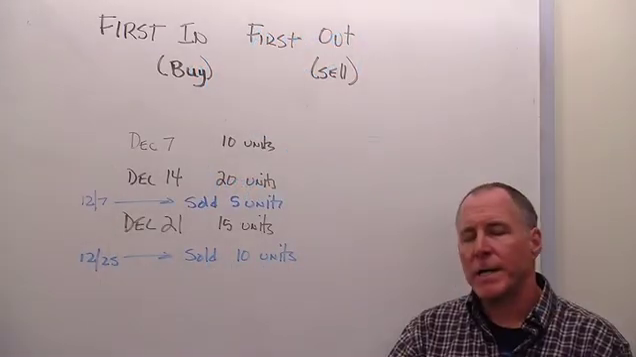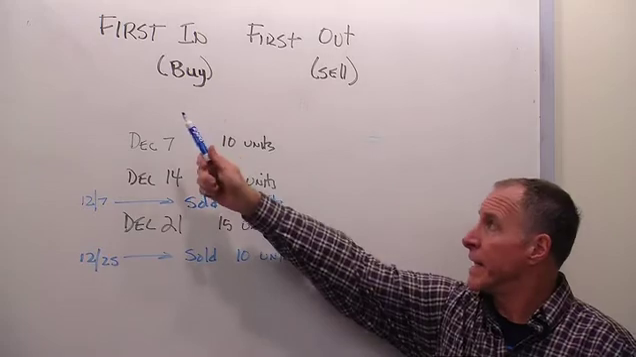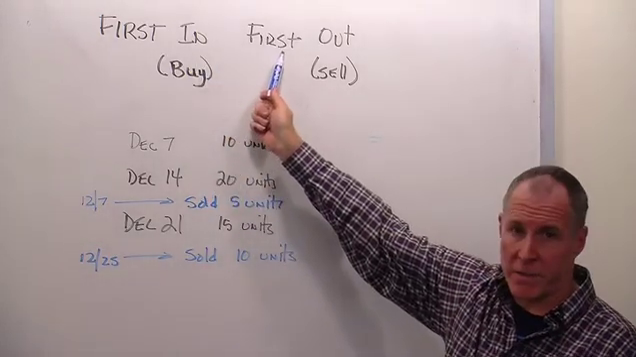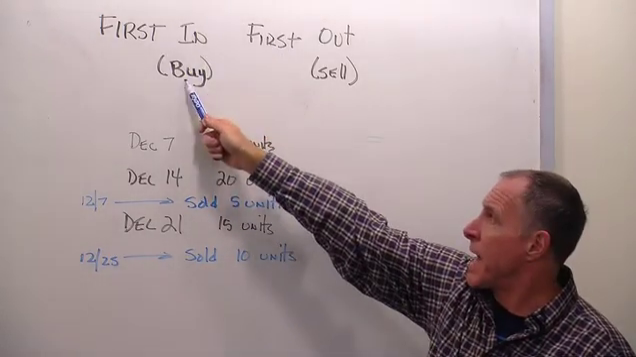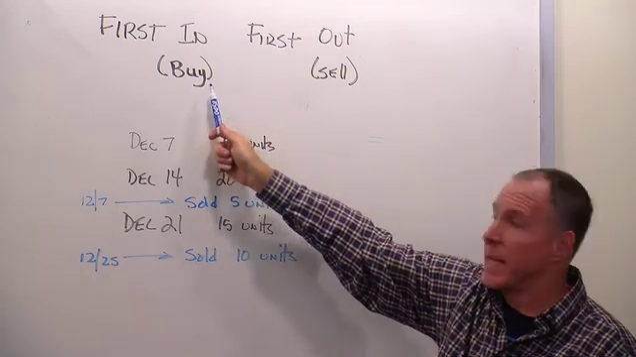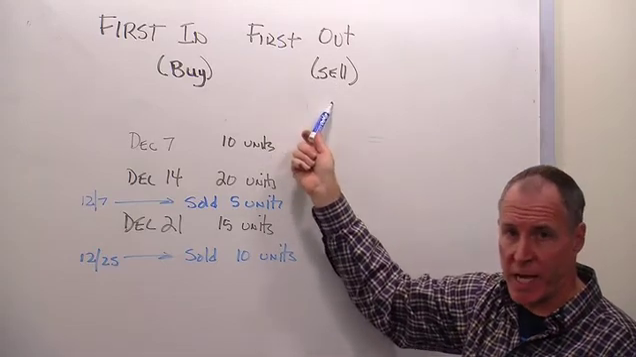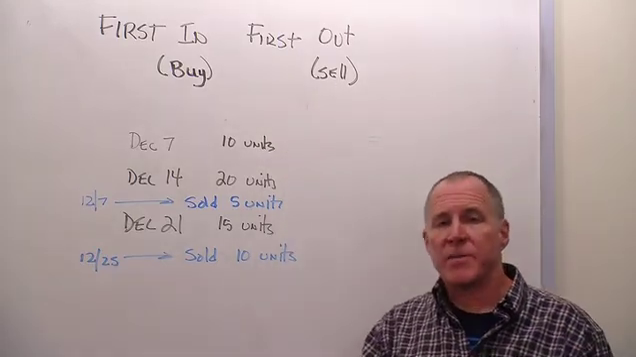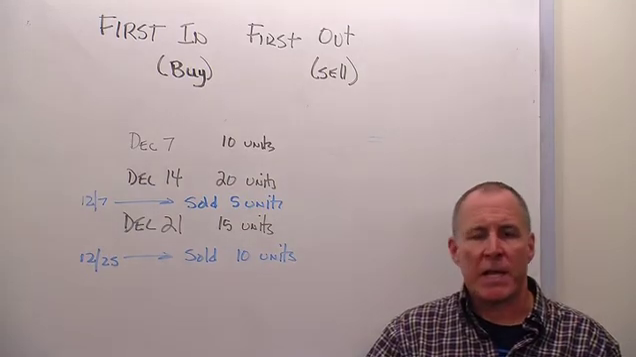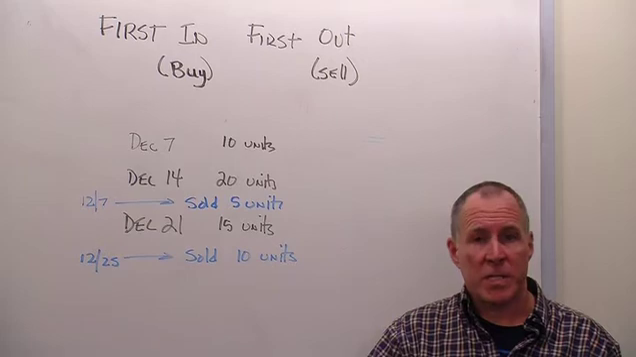Okay, we're going to take a look at the FIFO method first. Now, up here I have indicated first in, first out. Under "in," I have put the word buy. So the first that you buy is the first to be sold. This method assumes that the items you're buying first are the items that you sell first.